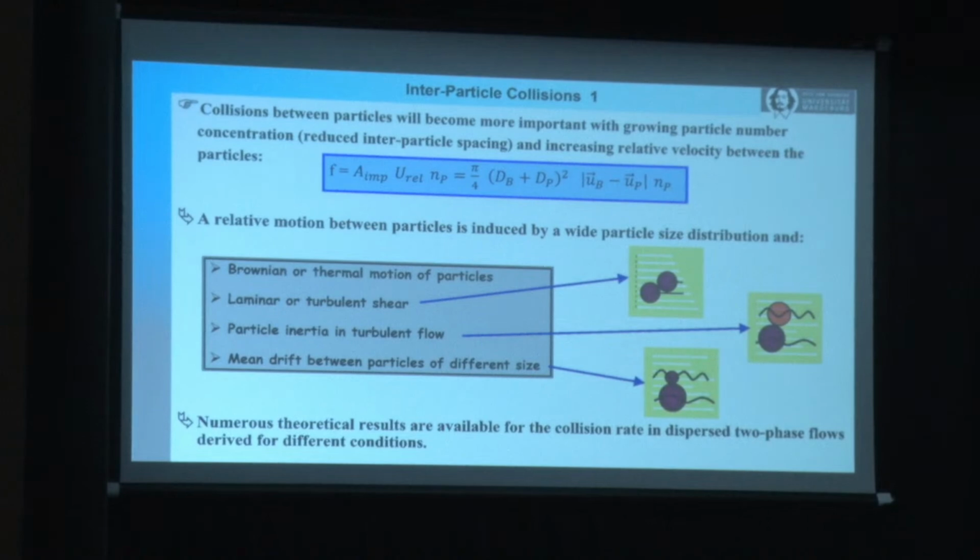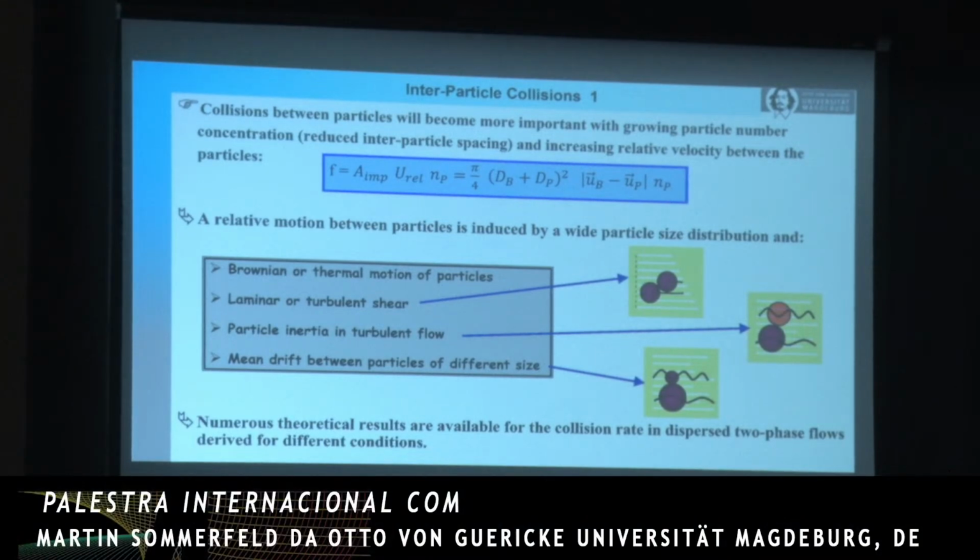So coming to interparticle collisions, first of all, we can have a look at the collision frequency obtained from the kinetic theory of gases. It's the collision cross-section times the relative velocity times the local particle concentration. The collision cross-section is given by the size of the two particles colliding. The relative velocity is induced by the surrounding flow. Then the particles are affected by flow transport and the number concentration.